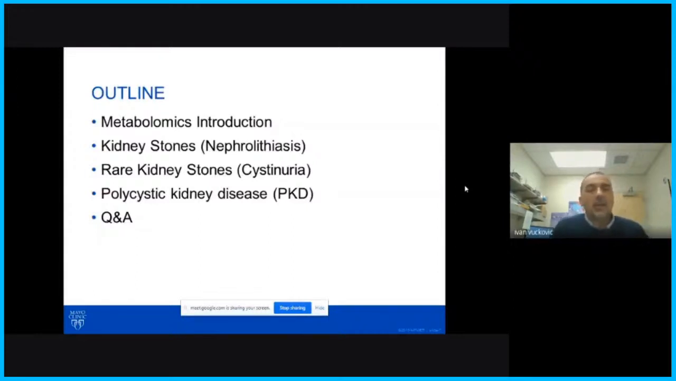This is a brief outline of today's talk. I will use a couple of slides for a very brief metabolomics introduction. I believe most of you actually are familiar with this discipline. Then I will talk about particular projects and problems that we were solving here at Mayo that include kidney stones, regular kidney stones. Then there's a group of rare kidney stones where at Mayo, we have a repository of a large number of samples that belong to this group. At the end, I will just briefly run through another project that is focused on polycystic kidney disease. And hopefully, we will have some time left for a question and answer section.